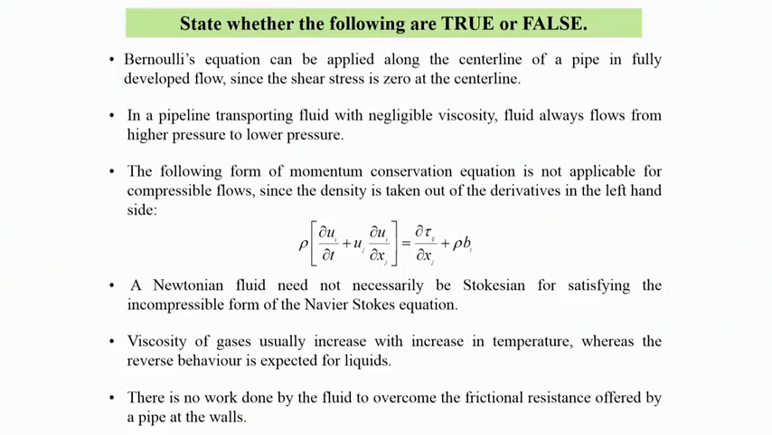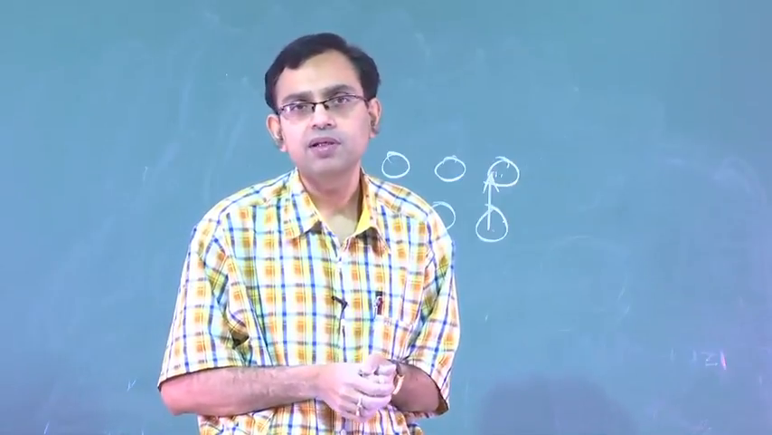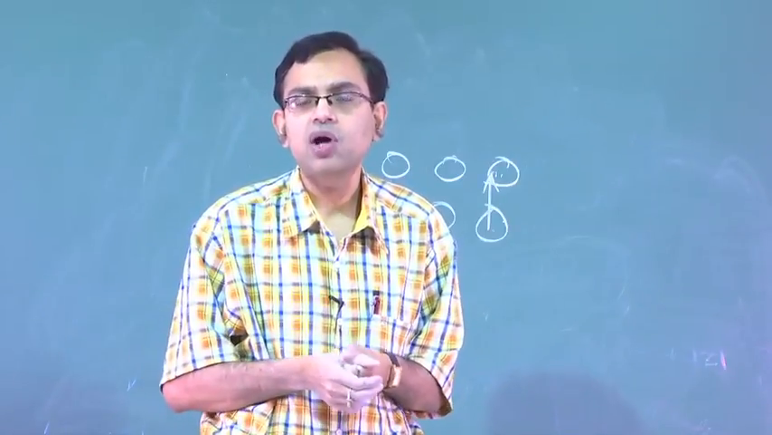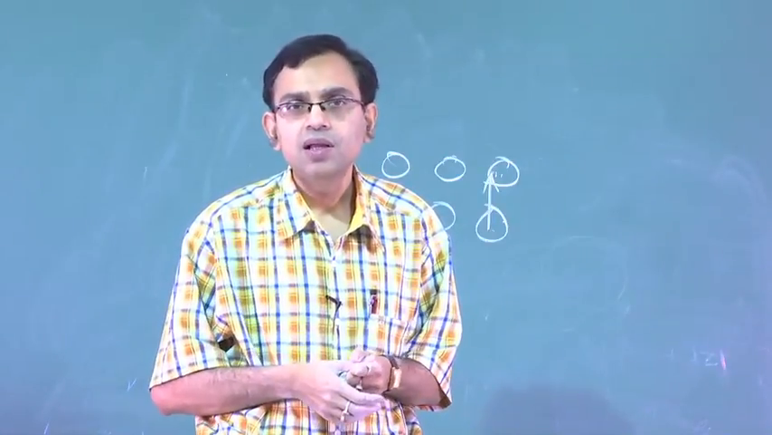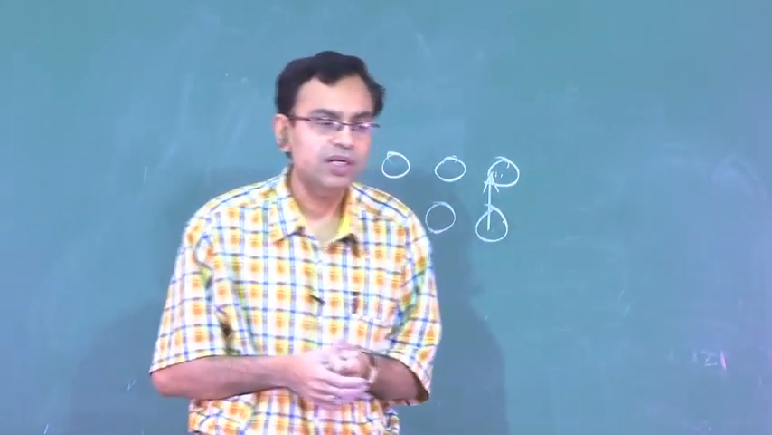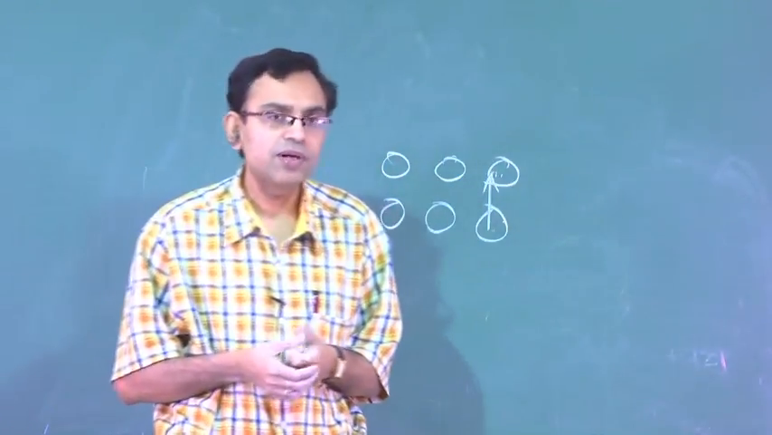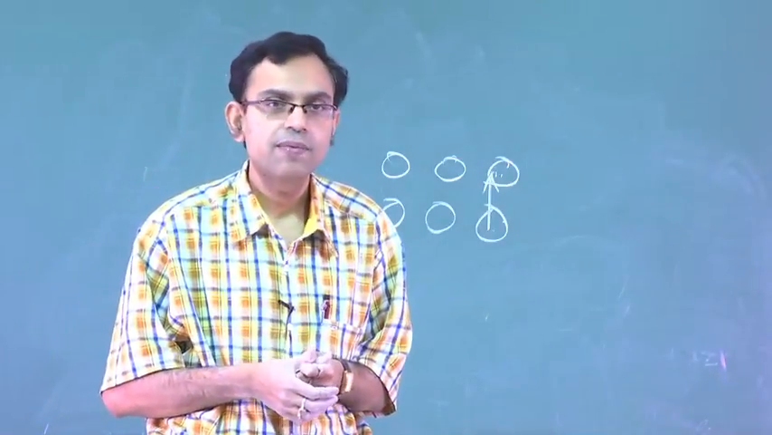The final question that we take up today is: there is no work done by the fluid to overcome frictional resistance offered by a pipe at the walls. So, this appears to be a very disturbing statement. We see that so much energy is lost for flow through a pipe with friction, but the question claims that there is no work done by the fluid to overcome frictional resistance offered by the pipe at the walls, and actually this statement is correct.